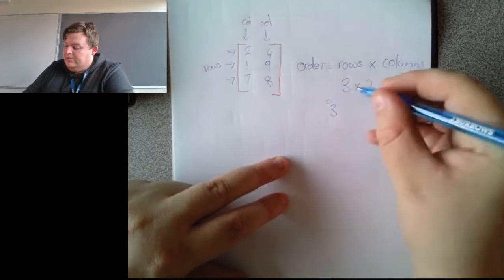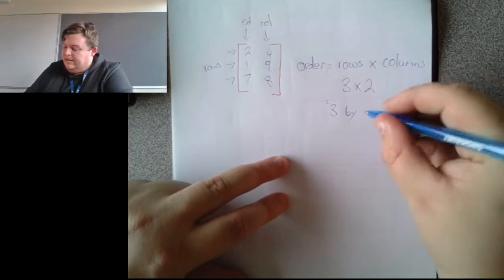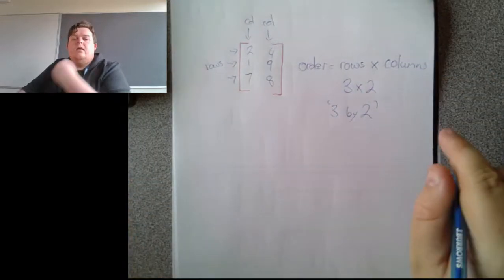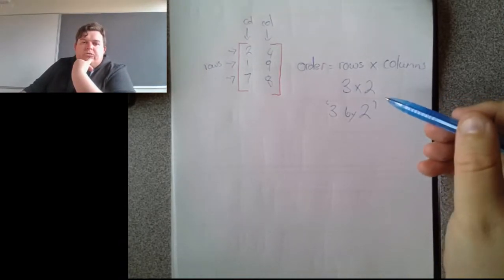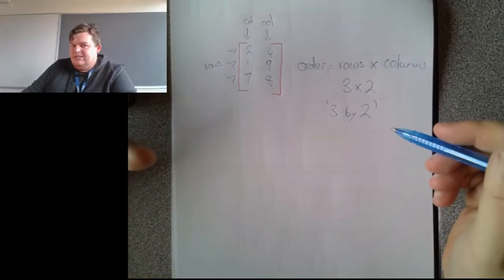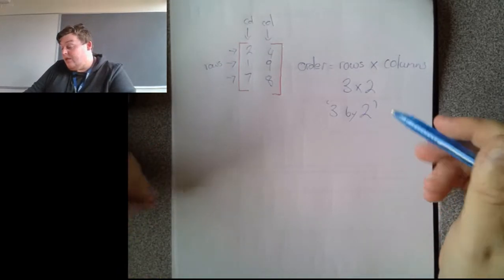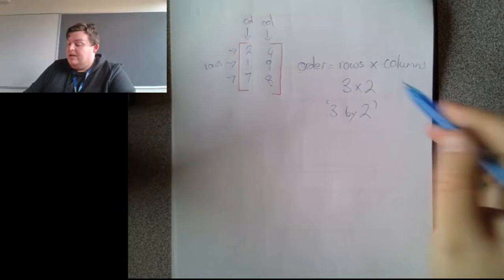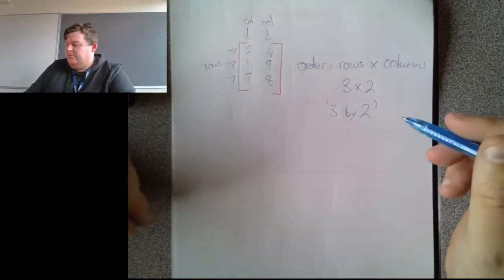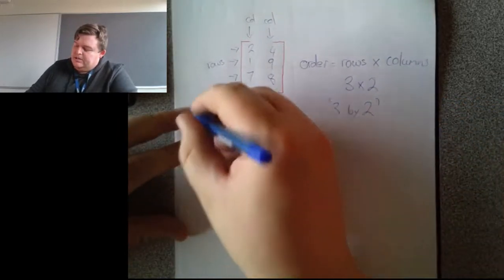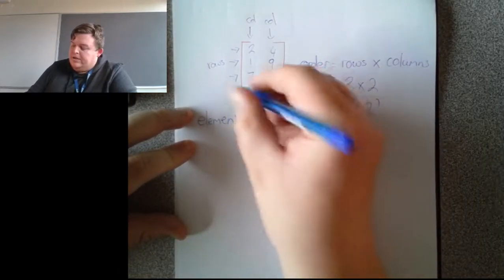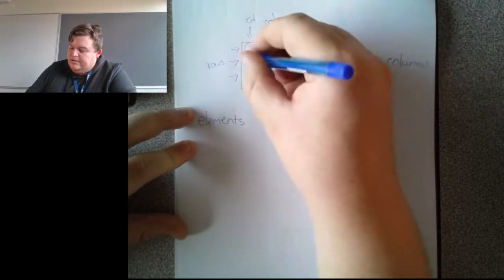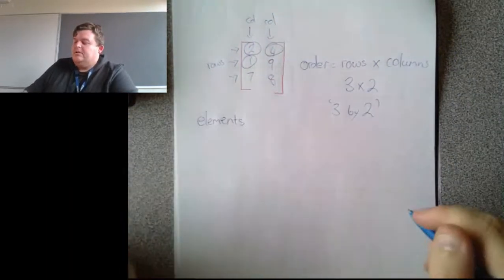So you write it like this, and it means 3 by 2. I don't want you to write the answer 6, for example. However, if you do that sum, it'll tell you how many elements there are, which leads us on to the next thing: elements, which are these things in here. They're all individual elements.